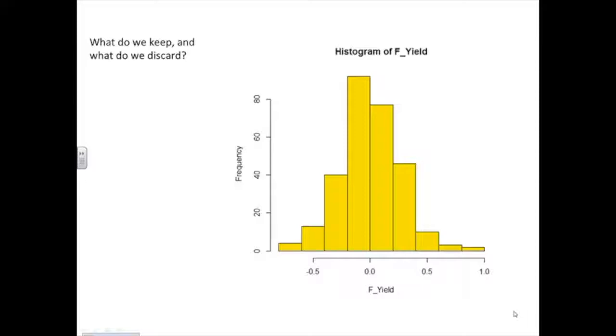So what do we keep and what do we discard? I'm going to kind of leap ahead a little bit. What we would do, and I'm not going to do it just because I don't want to be repetitive, is I would do this for each of the 4 environments, and then I would combine them. And how you combine them is worthy of some discussion. We can do that in a little bit. But I can now generate a new histogram looking at the yield.